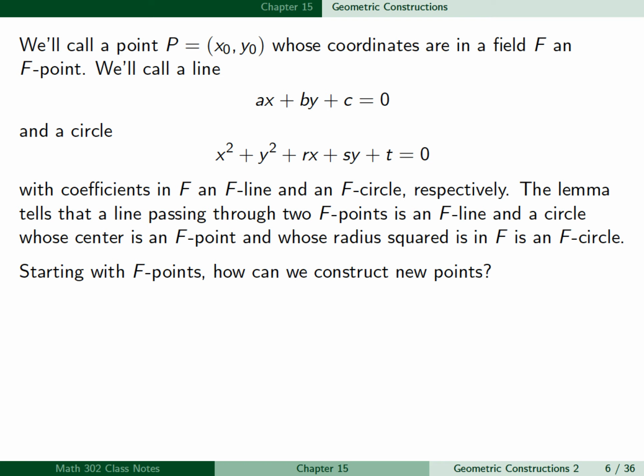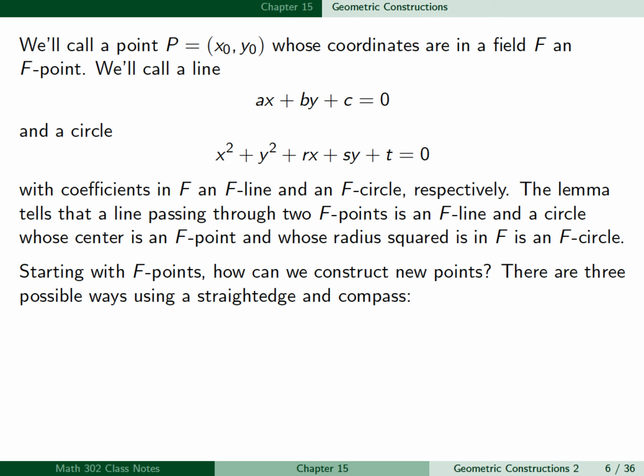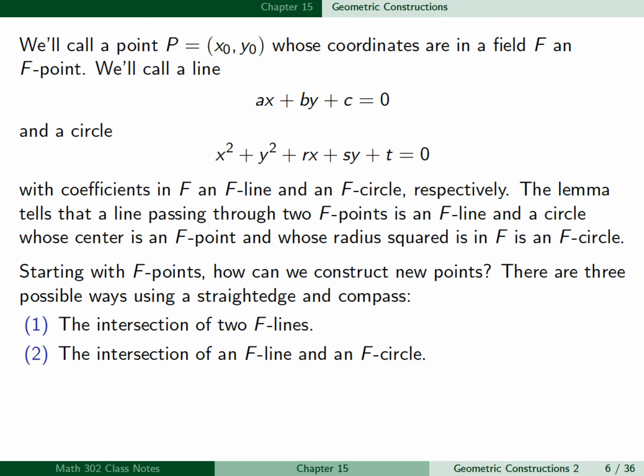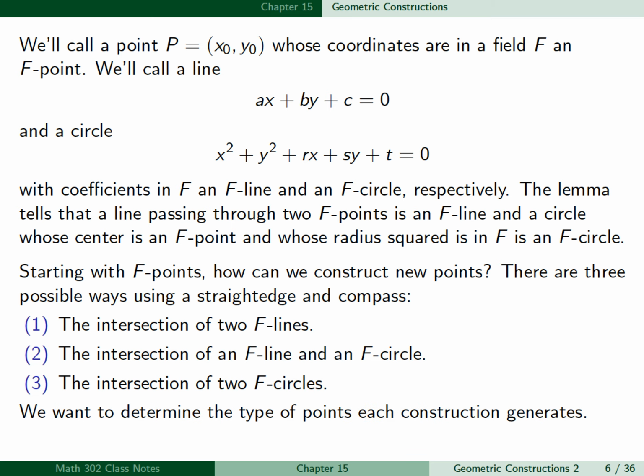Now starting with F-points, how can we construct new points? Well, there are 3 possible ways using a straight edge and compass. First, we can take the intersection of two F-lines. Second, we can look at the intersection of an F-line and an F-circle. And third, we can look at the intersection of two F-circles. We want to determine the type of points each construction generates.